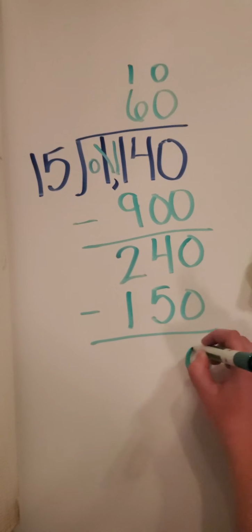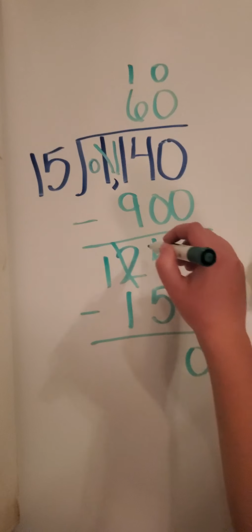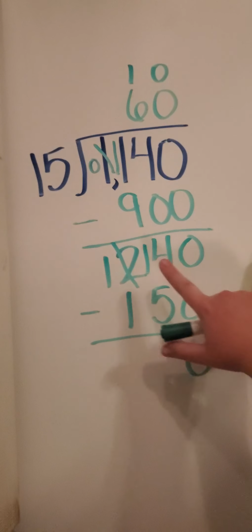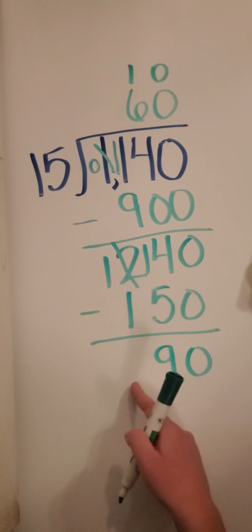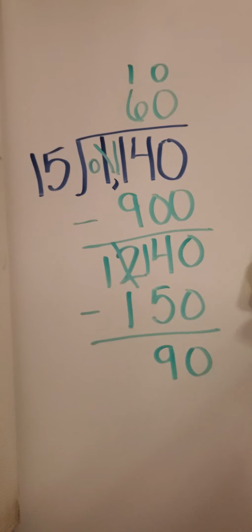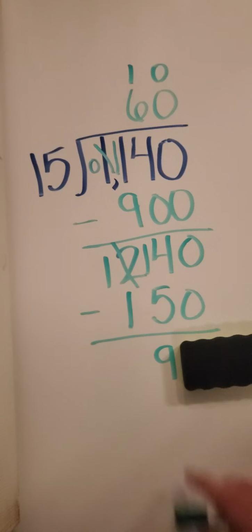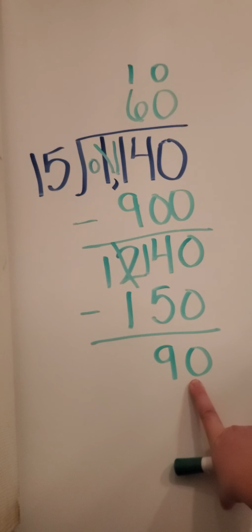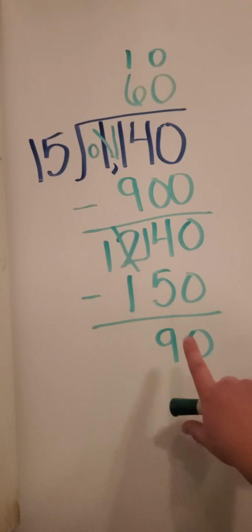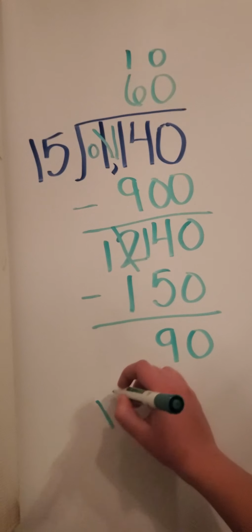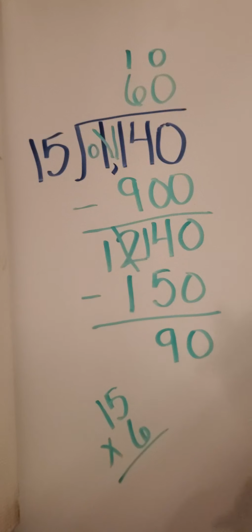0 minus 0 is 0. 4 minus 5, I can't do that. I have to borrow from the neighbor. 4 becomes a 14. 14 minus 5 is 9. 1 minus 1 is 0. All right, start over. Does 15 fit into 9? Nope. But it does fit into 90, and actually we already know how many times if you remember what we did earlier. So if we come over here to the side, 15 times 6 is what it should be.